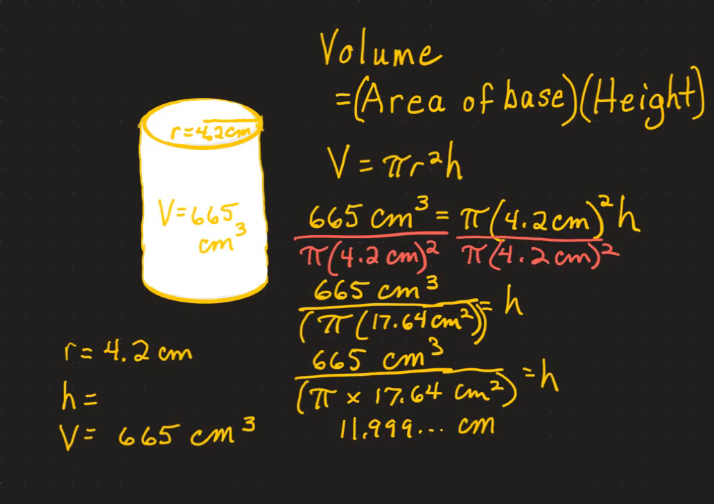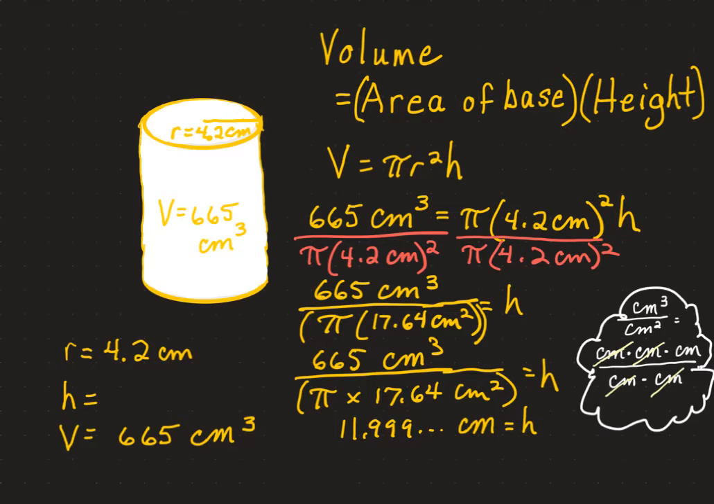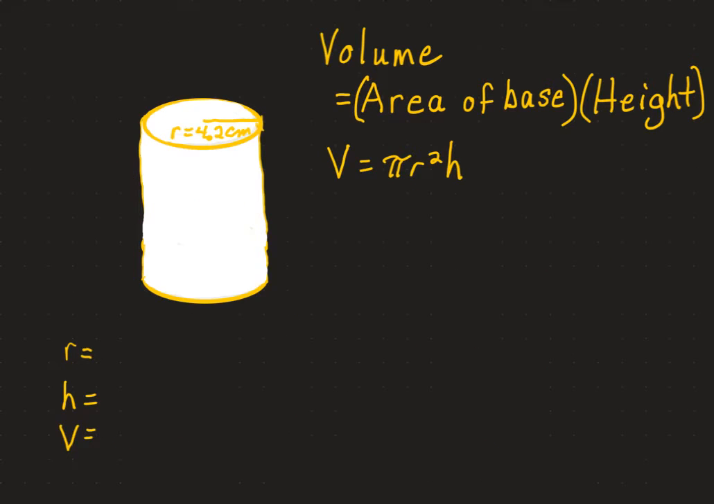But look at what happens with your units. Centimeters cubed divided by centimeters squared gives you 1 centimeter left. We now have a unit of length, which is exactly what we want for the height. And when we round this, we get our height is equal to 12 centimeters. So height equals 12 centimeters, and that is this height. Done.